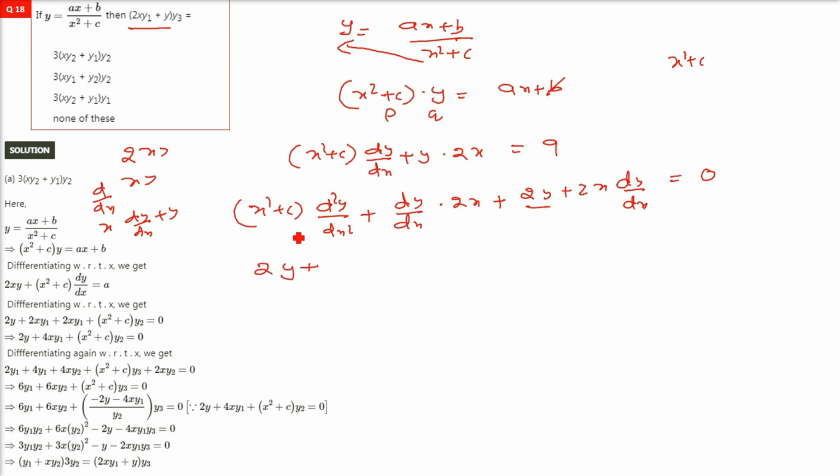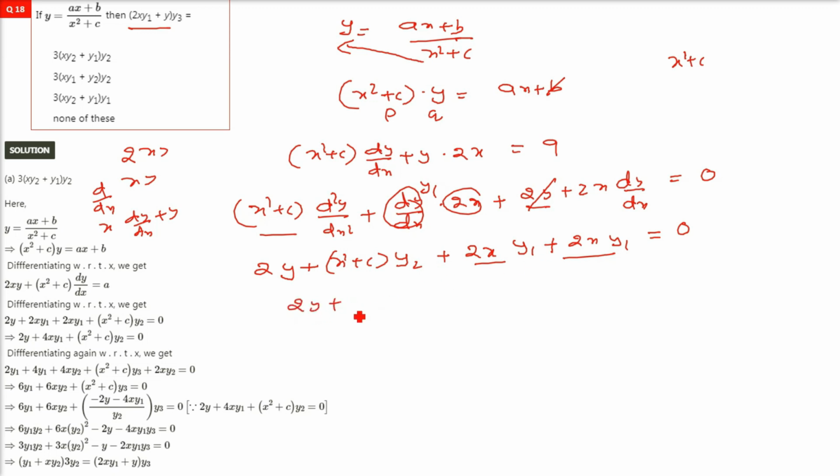So x square plus c d2y by dx2 can be written as y2, plus 2x dy by dx can be written as y1. Then we have 2y, we have already written on the first term, and we have 2x dy by dx. This is already done. 2x dy by dx you can write as 2x into y1, and everything on the right hand side is 0 because differentiation of a we have already done and it is 0. So we have a 0 here. This is an expansion. Now just add whichever terms are possible: x square plus c into y2, and 2x y1 plus 2x y1 is 4x y1.